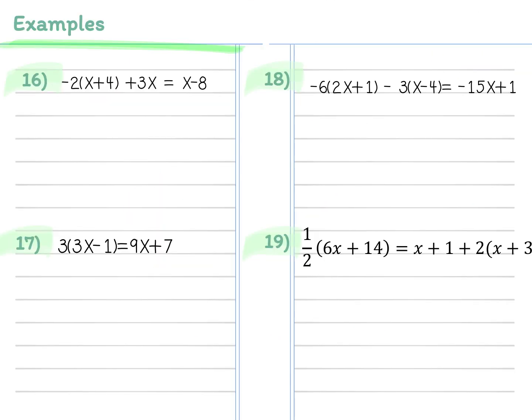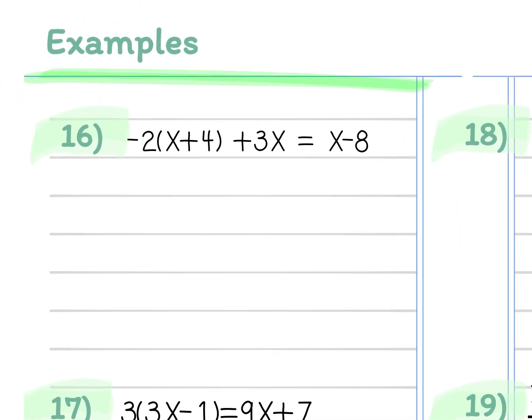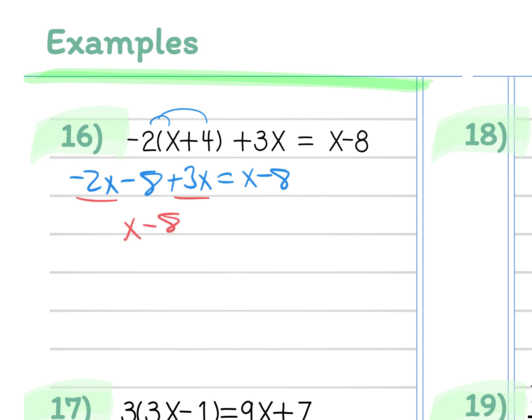All right, last slide here, let's try some of these, right? So let's start with number 16, right? It's gonna work the same as always, right? You just wanna distribute this negative 2 to everything. So we get negative 2x minus 8 plus 3x equals x minus 8. All right, combine like terms as always, we get x minus 8 equals x minus 8.